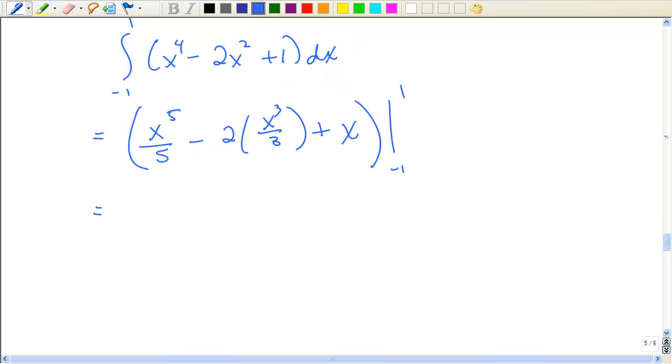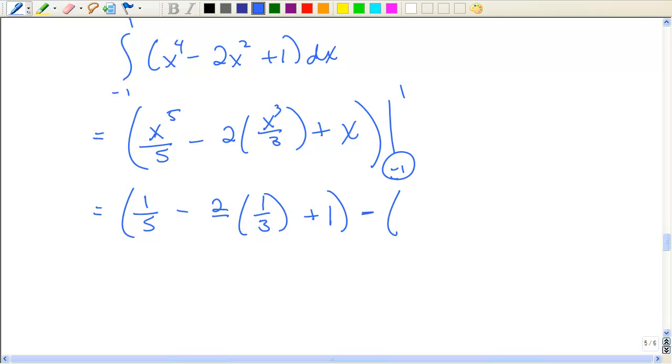Okay, so I'm going to plug in 1, so I have 1/5. That's 2/3. Well, I don't want to confuse you. Let me write it like this. So that's 2 times 1/3 plus 1. Then we have negative 1 to the 5th power is negative 1/5.